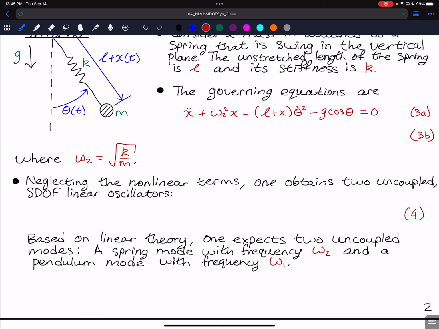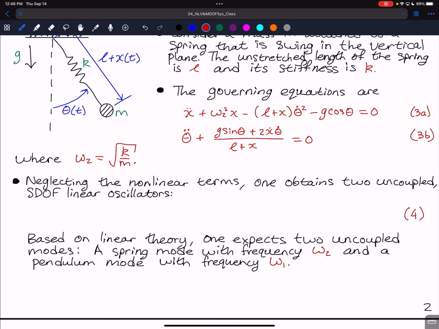For theta, we're going to get theta double dot plus the quantity, a big fraction, g times sine of theta plus 2x dot times theta dot, divided by L plus x, and that is all equal to 0. And here omega 2 is equal to the square root of k over m. So it's like the linearized natural frequency for the spring portion, or the translational displacement.